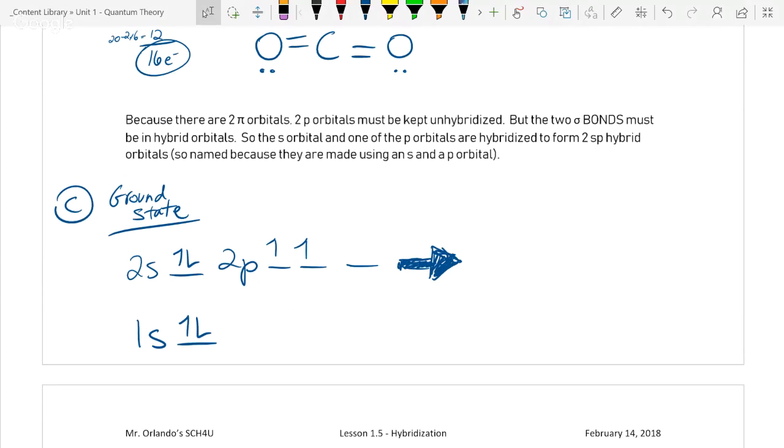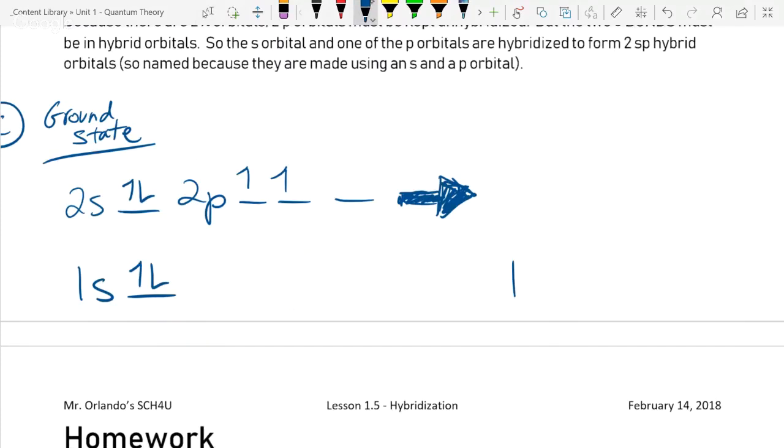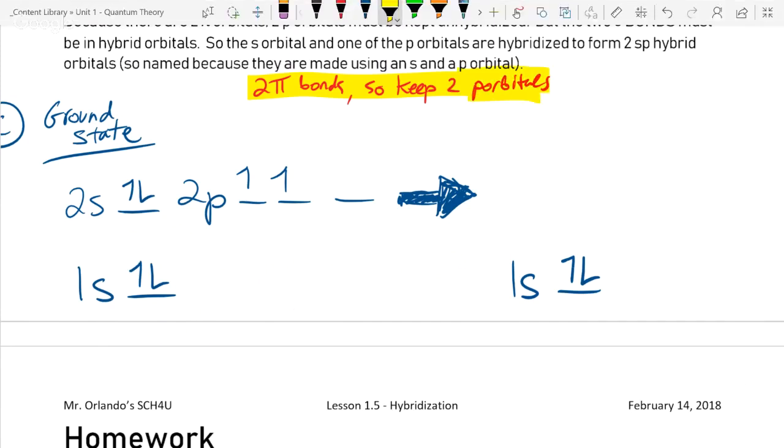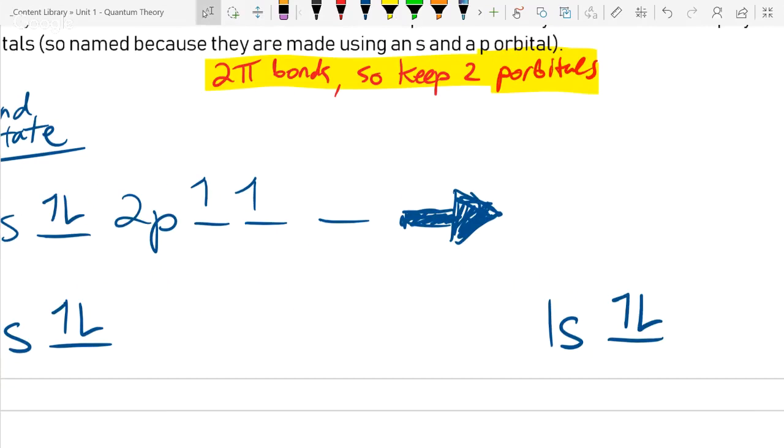Let's draw this one out together, and then with the homework you're going to get lots of practice doing your own. Okay, so guys, let's do this one together. Obviously we're only talking about the valence, so 1s remains unchanged. Now when we get to the valence, how many pi bonds is this going to make? Two. This is how other teachers teach it differently. This is how I think. I have 2 pi bonds, so keep 2 p orbitals. To me, the easiest thing to do is just to count the pi bonds, and that tells you how many p orbitals we need to keep.